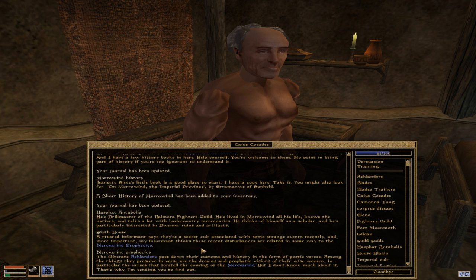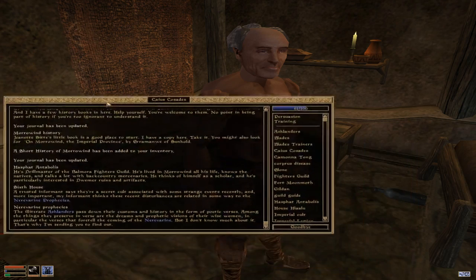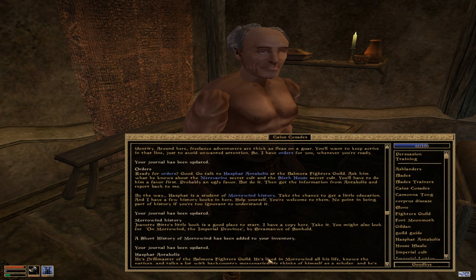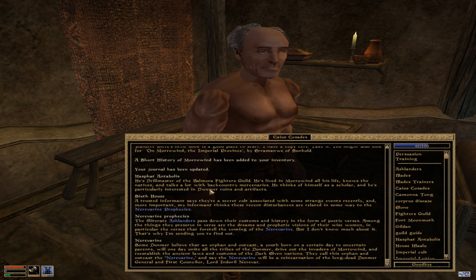So I think it's the main story about the Dunmer who try to overcome the Empire, and the Ashlanders as the wild Dunmer that are uncontrollable by the Empire, and they want to rebel against them and to summon the Nerevarine, or maybe find the Nerevarine as the prophecy says. Nerevarine.